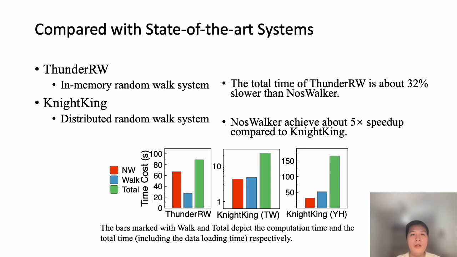We compare with the in-memory random walk systems, standard RW and MingXing. NosWalker still has advantages over these systems when we take into account the time of graph loading.